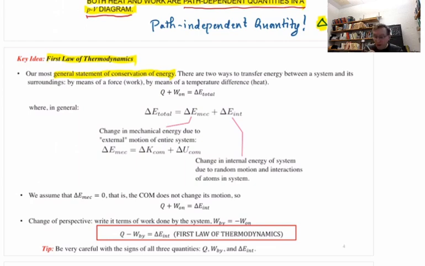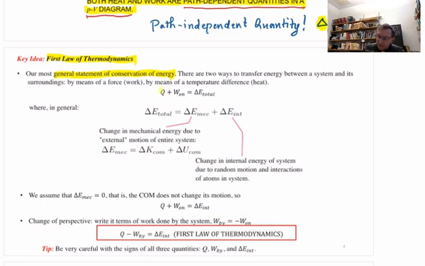So here we go. Let's talk about it. As far as we're concerned at this point, there are two ways to transfer energy between a system and its surroundings. By means of a force, that method is called work, first appeared in Physics 110, and by means of a temperature difference between the system and the surroundings, which we called heat. So energy transferred by a force, work. Energy transferred because of a temperature difference, heat. Those are the two basic ways that a system can exchange energy with its surroundings.